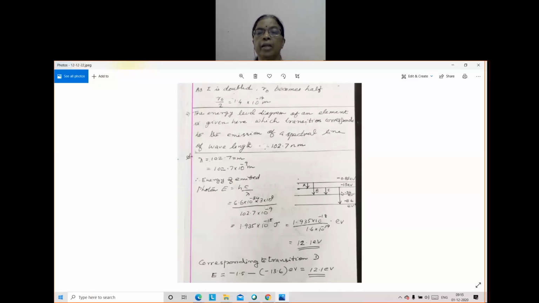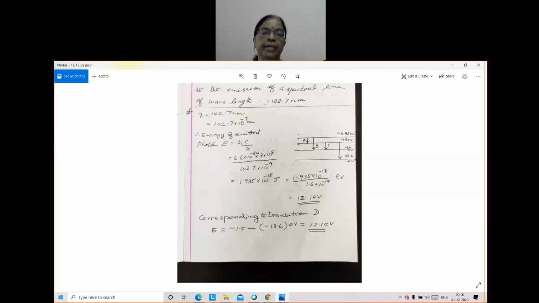So minus 1.5 minus of minus 13.6 eV is the corresponding energy when the electron jumps from this level to this level. So we got about 12.1 eV. That is transition D. You have to mark D here. So the transition D corresponds to the wavelength of the emitted radiation. So like that you have to find out.